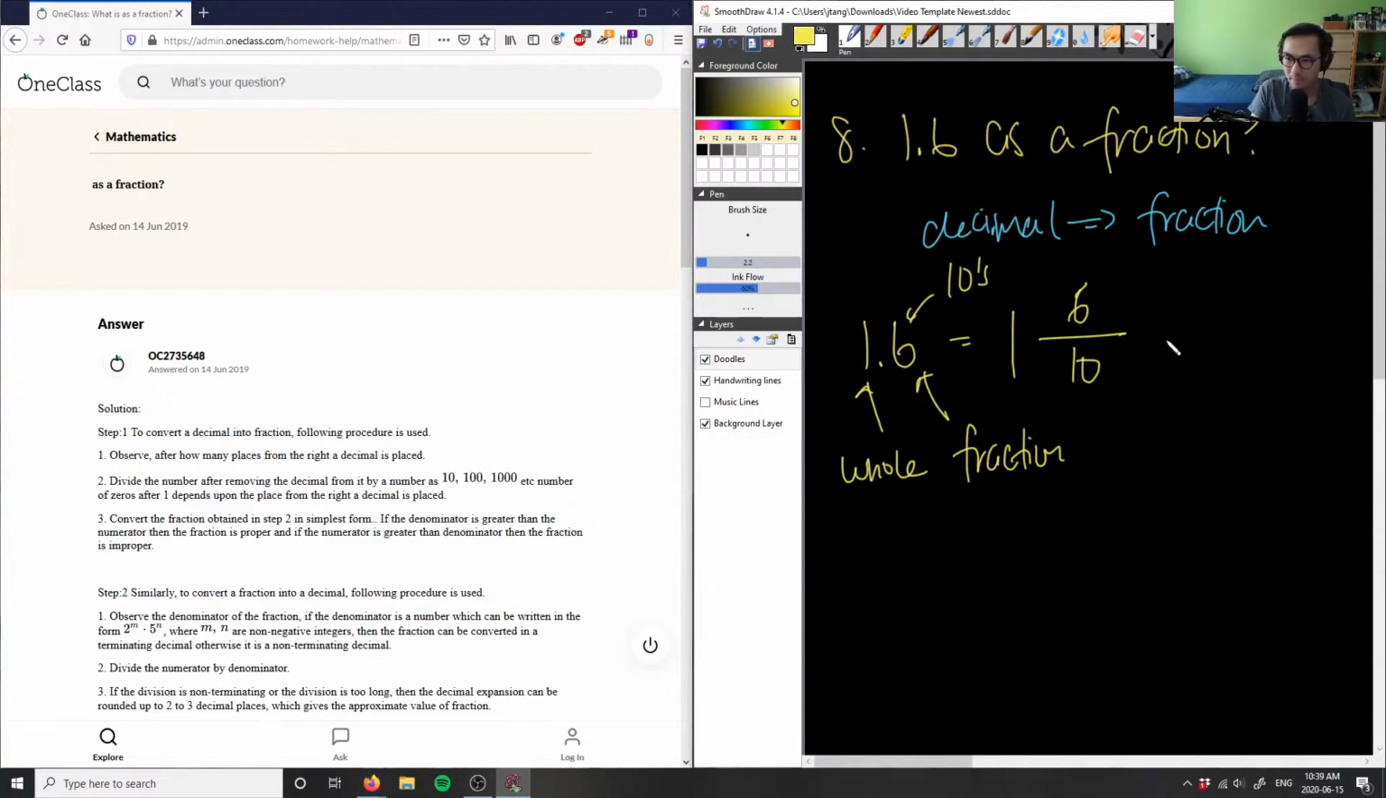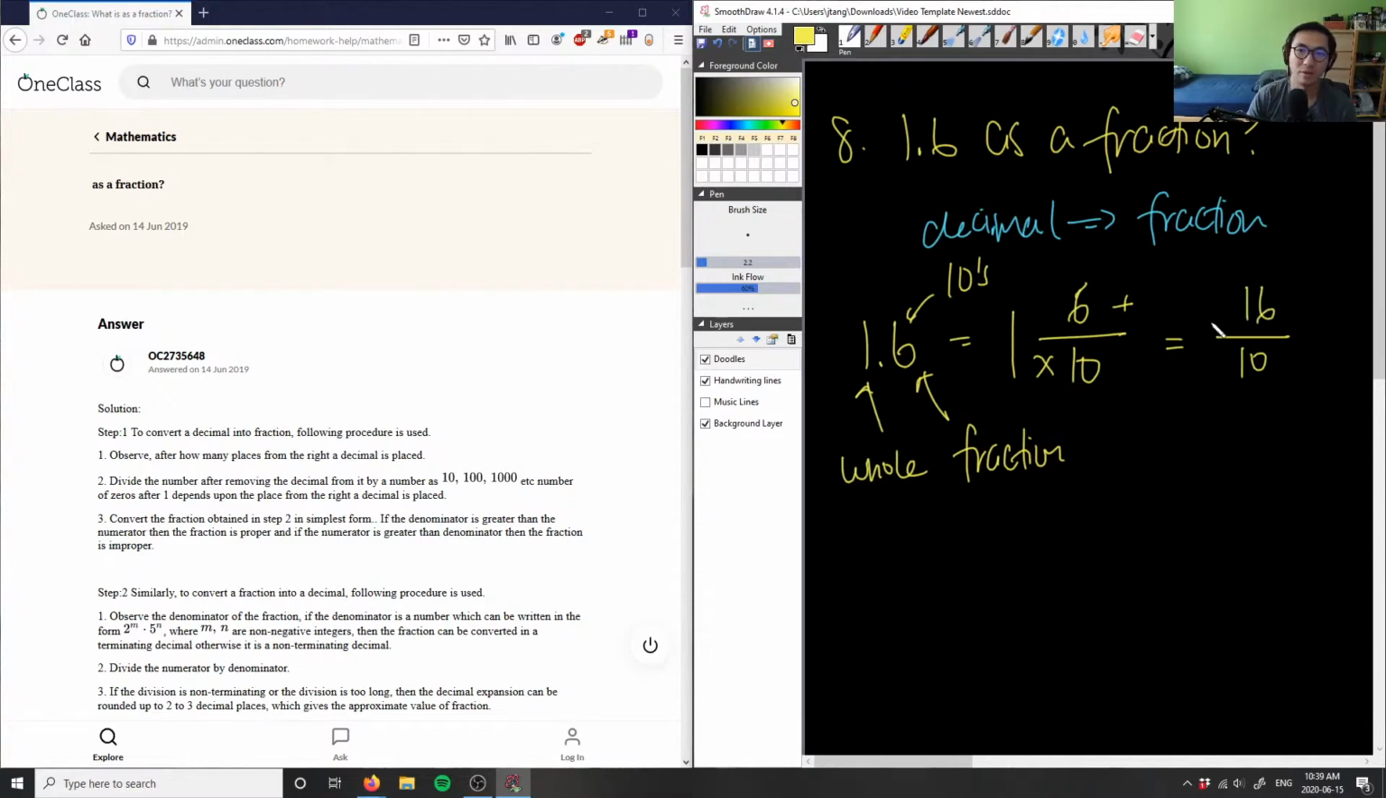So how do we do that? How do we convert this into an improper fraction? Well, I'm going to multiply the whole part by the denominator. So 1 times 10, and we're going to add the numerator here. And again, this denominator is still 10. So 1 times 10 here is 10 plus 6 here, which is going to equal 16.